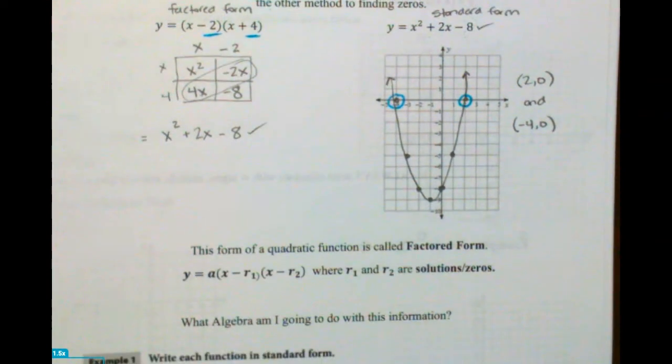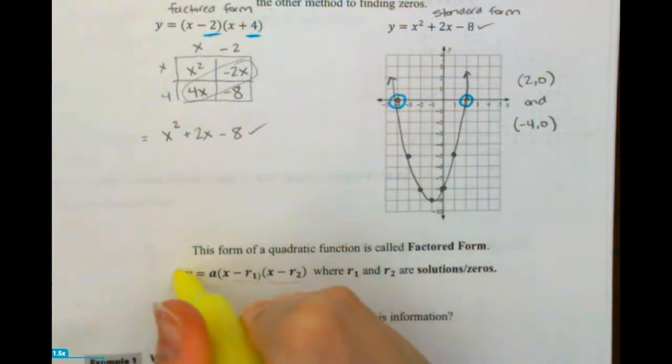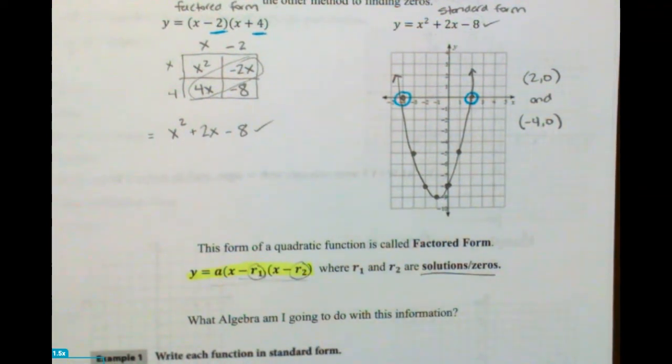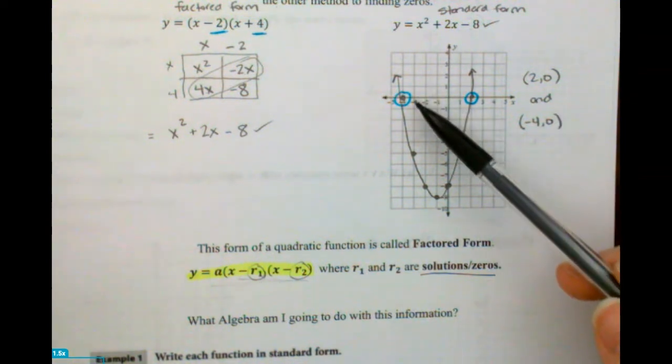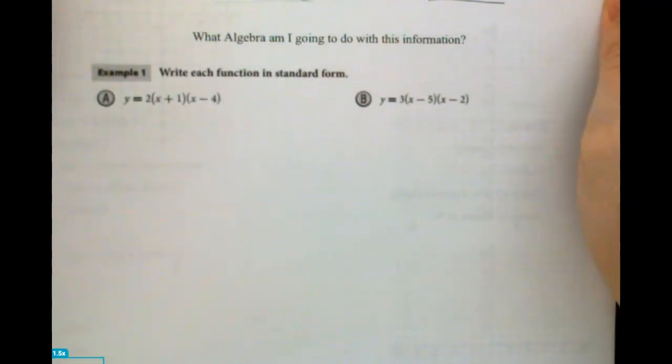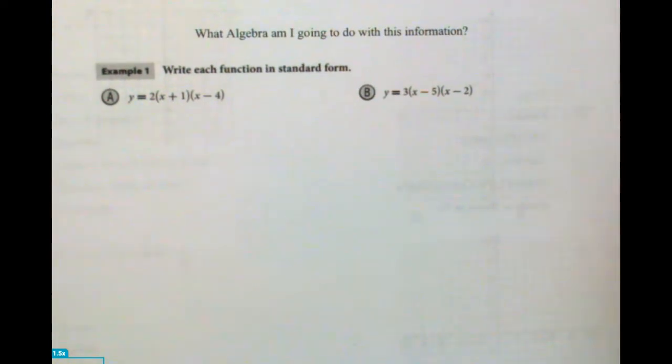So when I look at factored form, this is the equation right here. I'm going to highlight it. Okay, where these two numbers, R1 and R2, are your solutions. Okay, so that's what we're looking for in factored form: my x-intercepts, solutions, zeros, roots that I get from that equation. Okay, so what am I going to be expecting you to do with this information? Well, first, I'm going to be expecting you to be able to graph it and point out what the x-intercepts are. That's an expectation. The second expectation is being able to convert factored form into standard form.